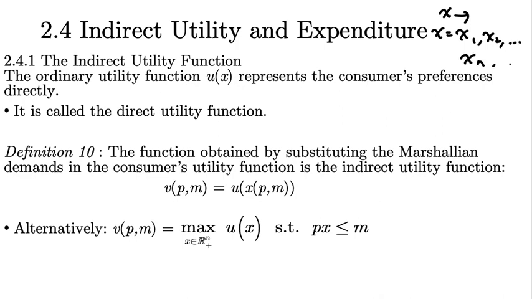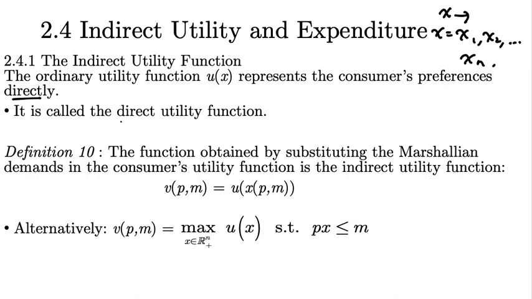So the ordinary utility function u(x) represents the consumer's preferences directly. Why? Because it is a function of the goods that we consume. So if you consume any bundle of goods, let's say bundle x1, bundle x2 or whatnot, then it gives you a certain level of satisfaction or utility. So your level of satisfaction is directly affected by the amount of goods or commodities that you consume in each bundle, and it yields the same level of utility or preferences. So this is what we call the direct utility function.